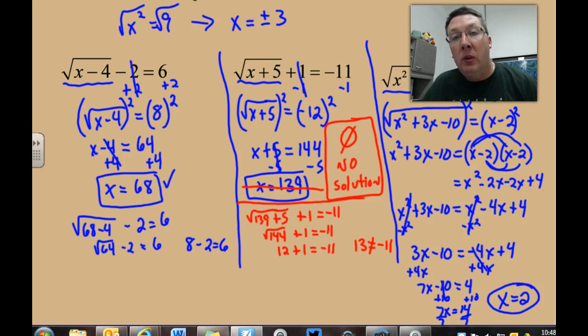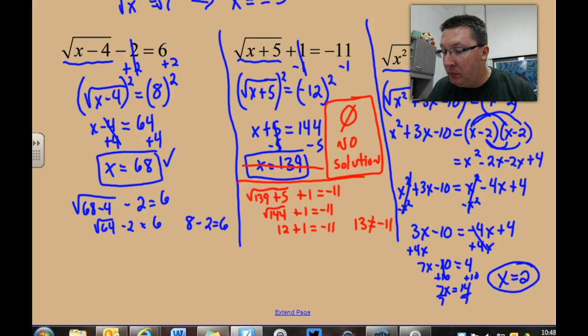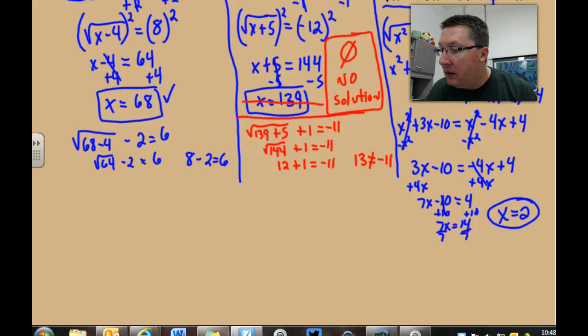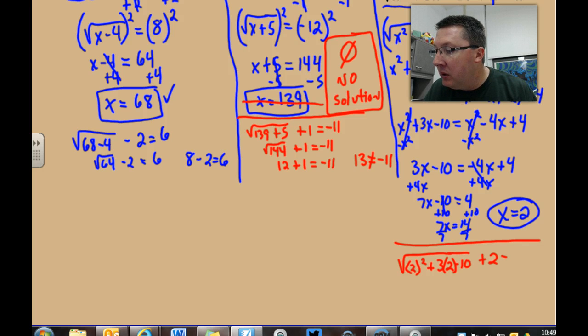Now again, we need to go back to our original problem, and we're going to plug in this number 2 and see that it works. So let me make some room here. Our original problem was, switch colors, square root of x squared. I'm going to put parentheses for x squared because I'm going to plug in a 2, plus 3 times x, which is 2, minus 10, and then plus 2 equals our x, which was 2.